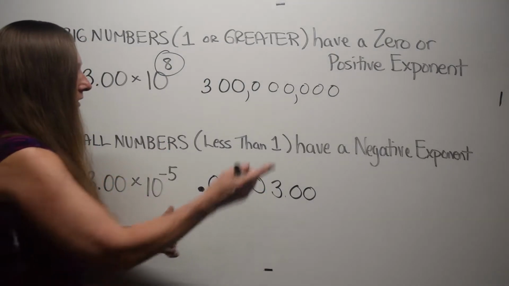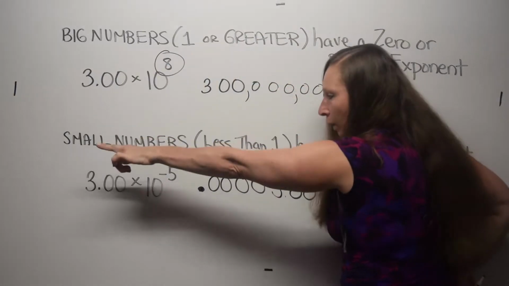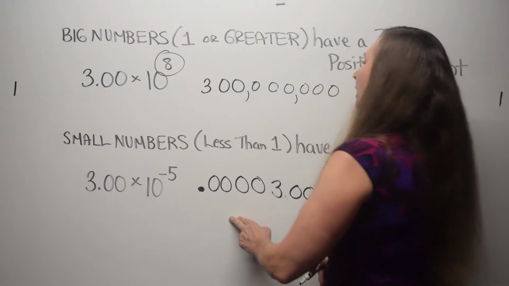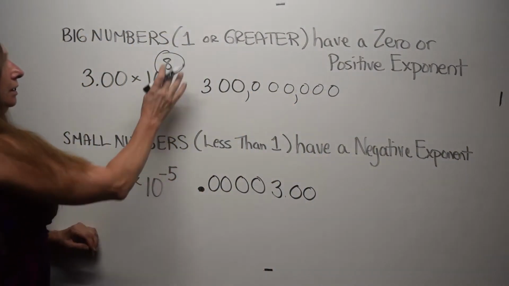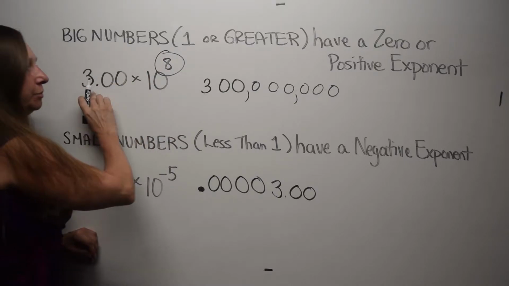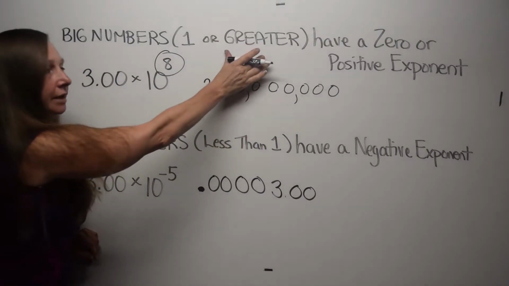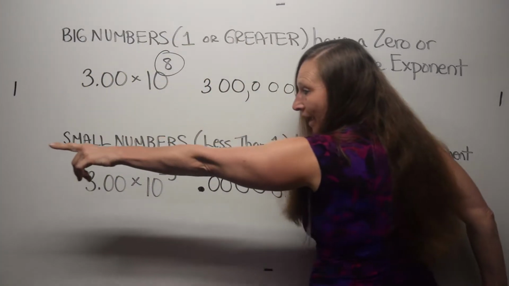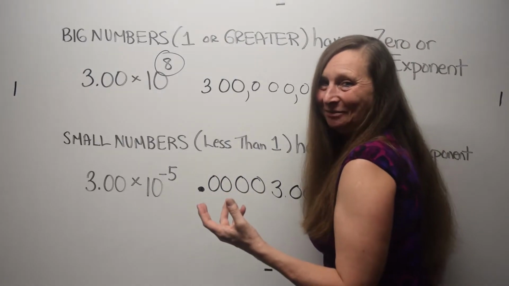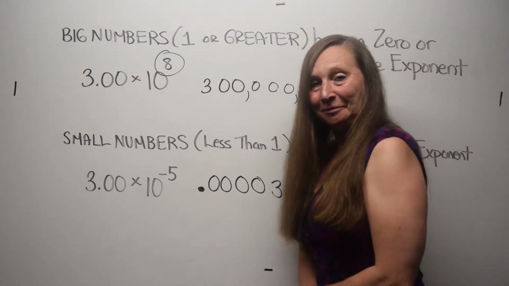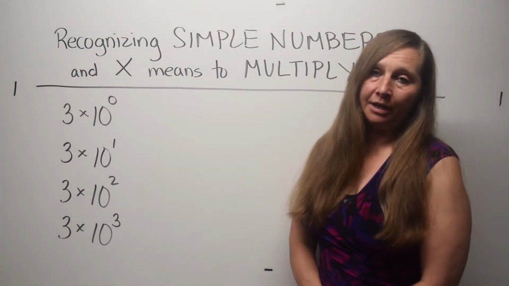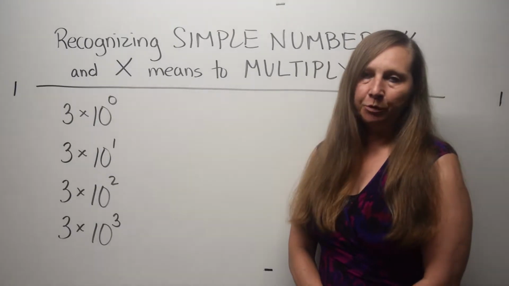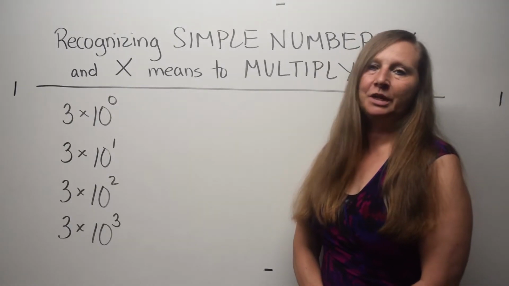Remember, we jumped that way so that the final number is small. So again, positive exponent, move the decimal that way to get a big number. Negative exponent, move the decimal that way to get a small number. Easy, right? Now, let's see if you can recognize what some common simple numbers would be in decimal form when you see them in scientific notation.